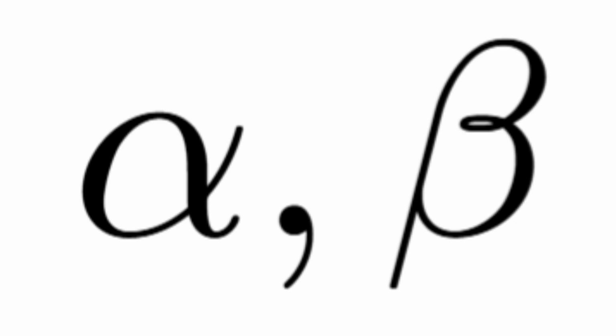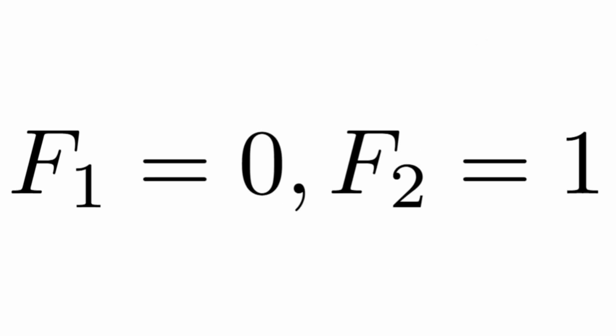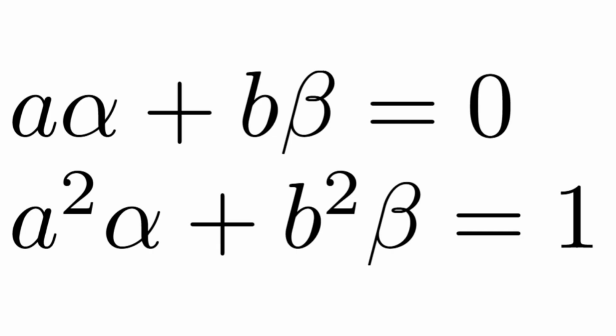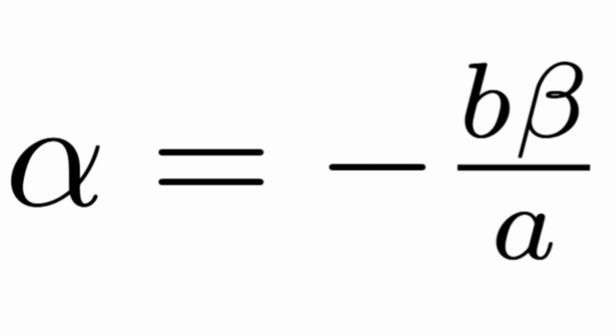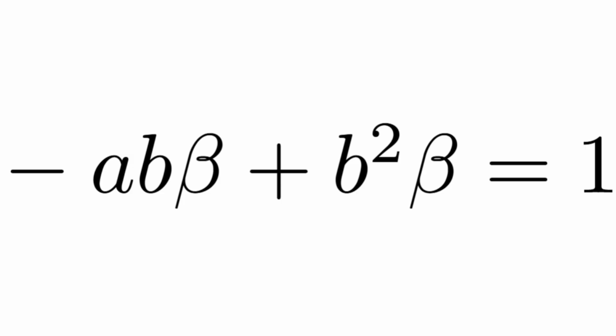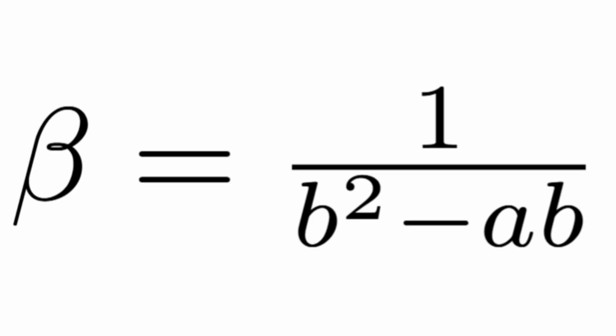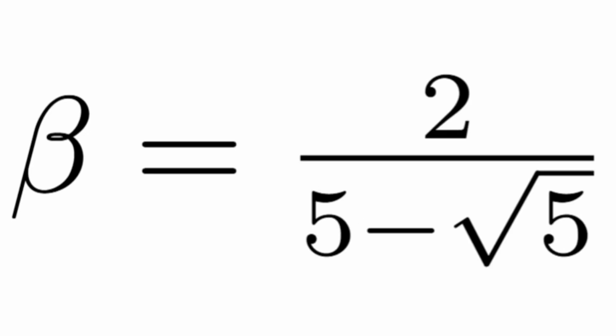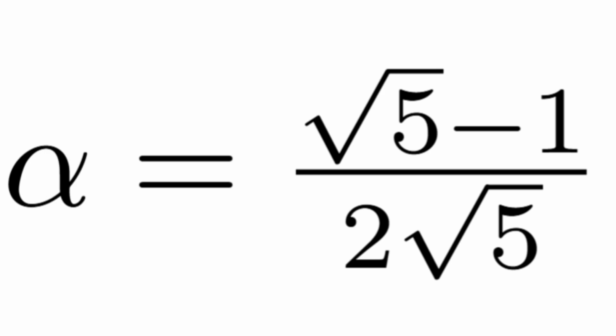Now we just need to figure out alpha and beta. We can use our initial conditions to do that, and we get these two equations. We can solve for alpha to get alpha equals minus b beta over a, which we can sub into our second equation to get this. Then we can solve for beta, making beta 1 over (b squared minus ab), or 2 over (5 minus the square root of 5), and making alpha equal (the square root of 5 minus 1) over (2 times the square root of 5). Now, let's graph this, but why is nothing coming up?